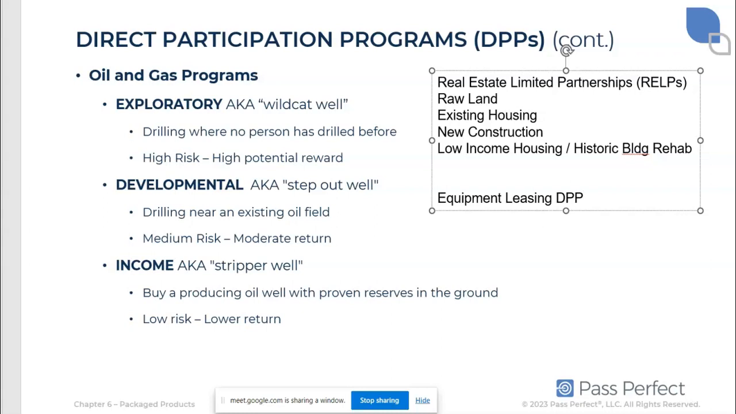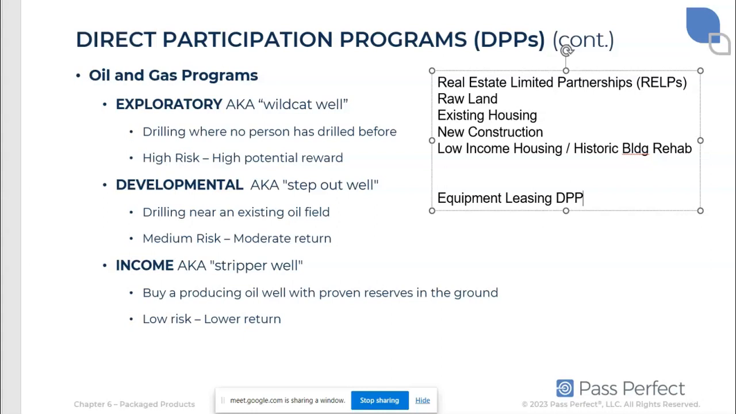Oops, let me just make sure there wasn't a message here. Oh, I'm sorry, Karina. I'm afraid I don't understand the question. What did you say? A wealth or? Oh, okay. No, I said a RELP. Oh, real estate limited partnership.